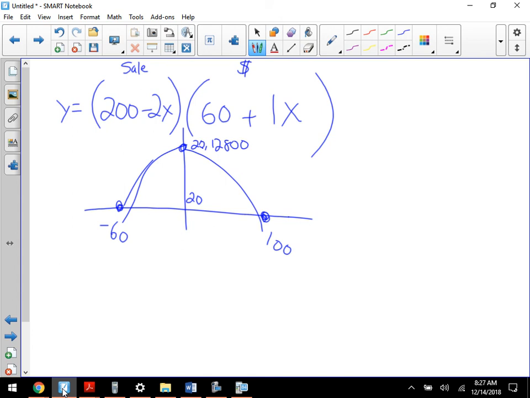That meant that 20 represented the number of times you would increase by $1. What would be your maximum selling price? $80. The maximum money you would get would be 12,800. The number of pairs of shoes you would sell would have been 200 minus 40, which is 160. That's what the x value represented.